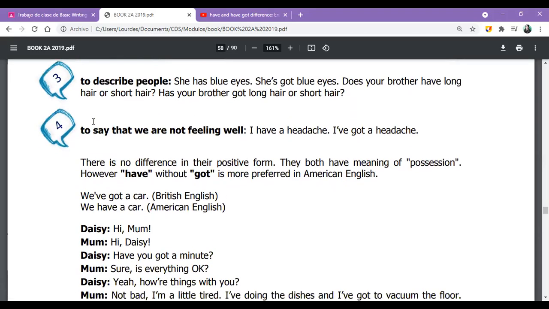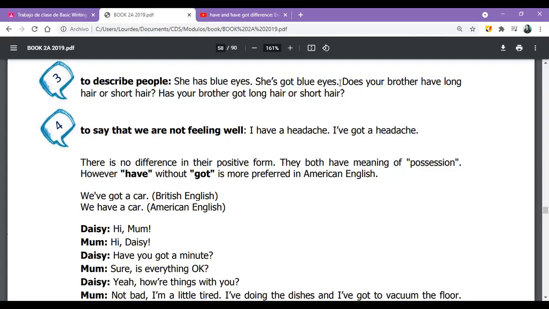Number three, we use it to describe people. She has blue eyes. She has got blue eyes. This is the contracted form: she's got blue eyes. Does your brother have long hair or short hair? Has your brother got long hair or short hair?